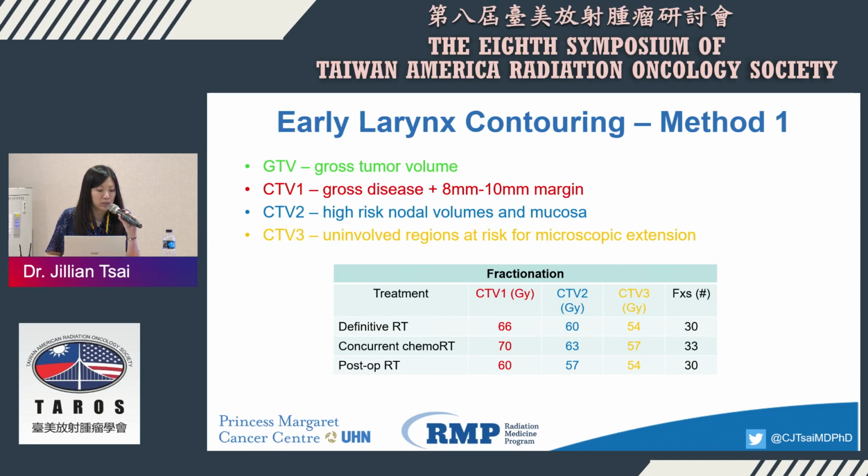You contour the GTV, the gross tumor volume, and then the CTV1 is the gross disease plus an 8 to 10 millimeter margin surrounding it. But eventually the CTV2 and 3 will cover the entire larynx. So that's one of the approaches. I'll show you the dose distribution, but feel free to raise hands because each institution does it very, very differently.